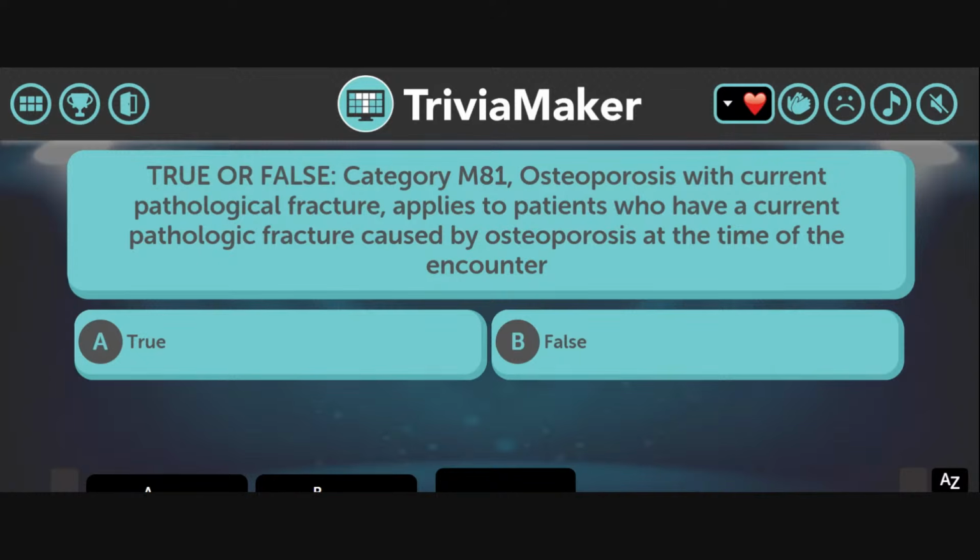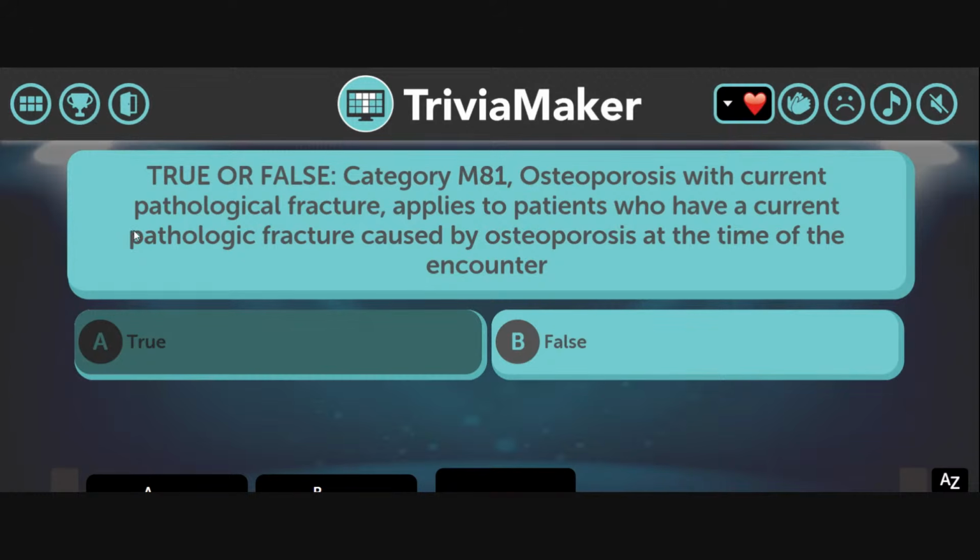Okay, this one was fast. I'm getting an overwhelming response of false, and a little bit of mixed. But yes, I was trying to be a little sneaky here. This one is false. The reason that it's false is because category M81 is the category for osteoporosis without a fracture. So it's the wrong category. That's what makes it false.